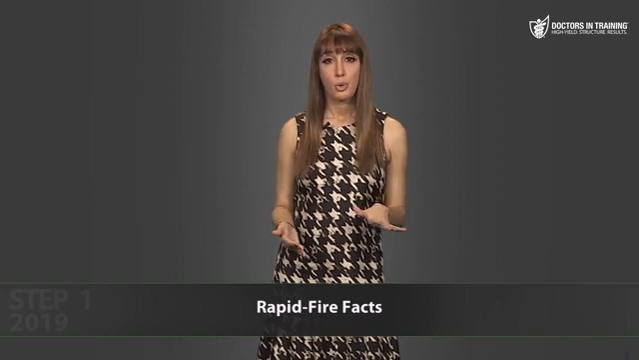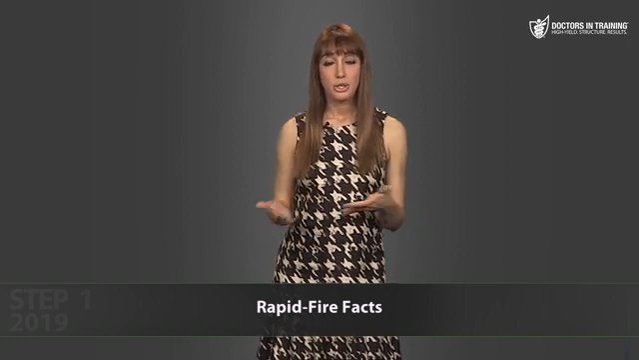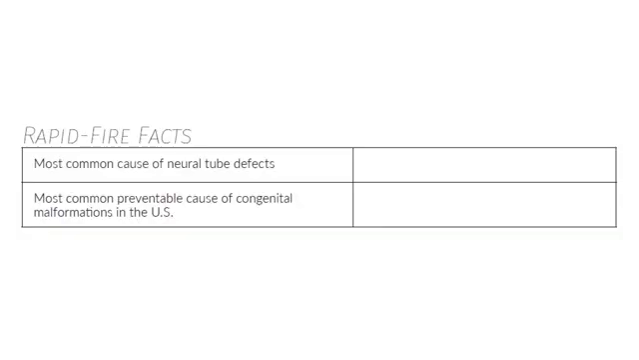Then later, you can flip through these and cover up one side and quiz yourself, or get a study partner and take turns quizzing each other. These are great to go through at the end of the course, maybe on the last day before your exam. So let's go through these rapid fire facts. The most common cause of neural tube defects is folate deficiency. The most common preventable cause of congenital malformation in the U.S. is alcohol use during pregnancy.